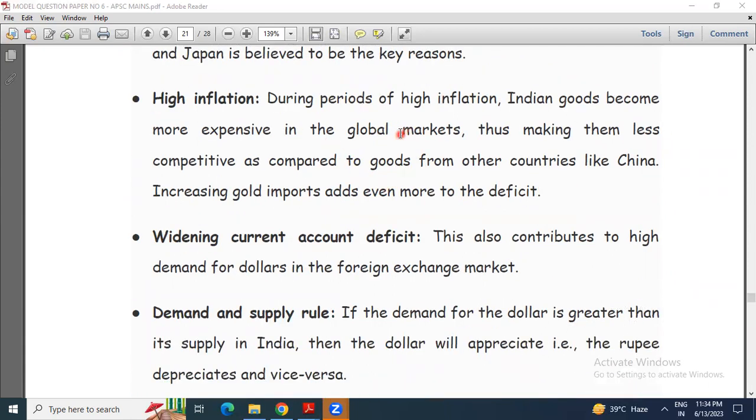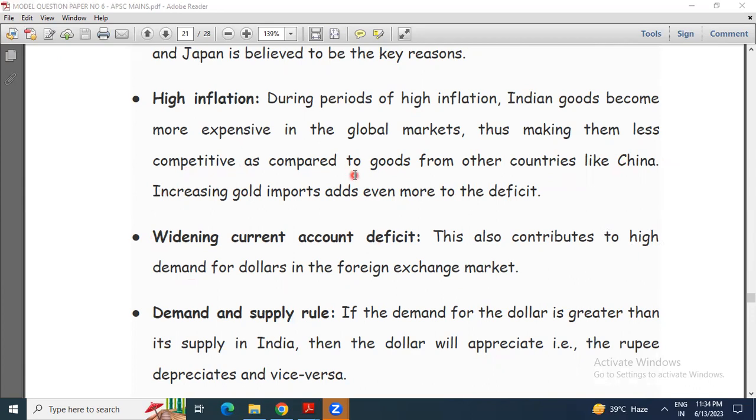Then high inflation. During periods of high inflation, Indian goods become more expensive in the global markets, thus making them less competitive as compared to goods from other countries like China. Because China sells things very cheaply, and they do it intentionally. Remember, China does it intentionally.